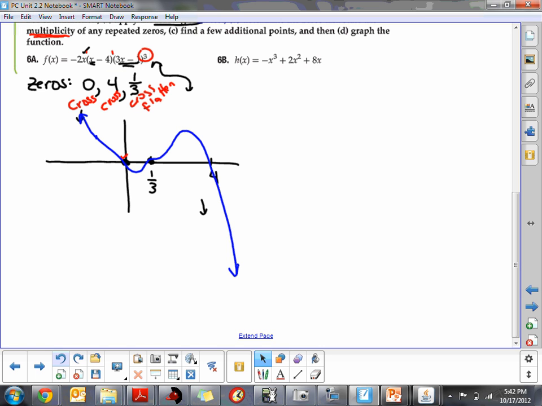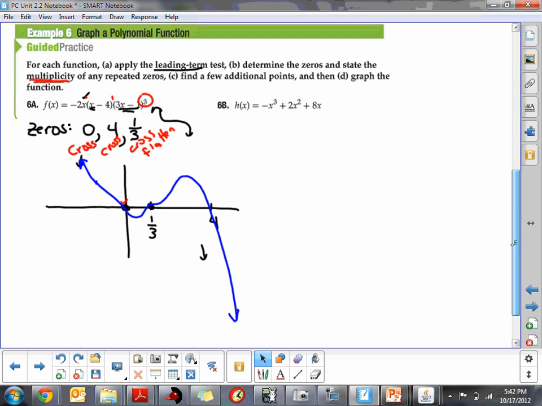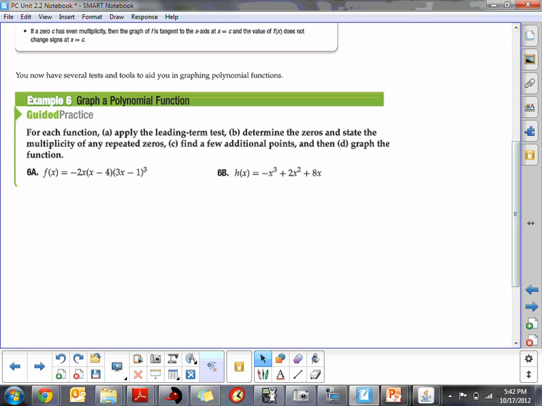Polynomial graphs, putting in multiplicity of zeros with their high to low and their leading term characteristics. So next one, they weren't quite as kind, they didn't give it to us in factored form, but when it's not in factored form, we get our leading term test very easily.